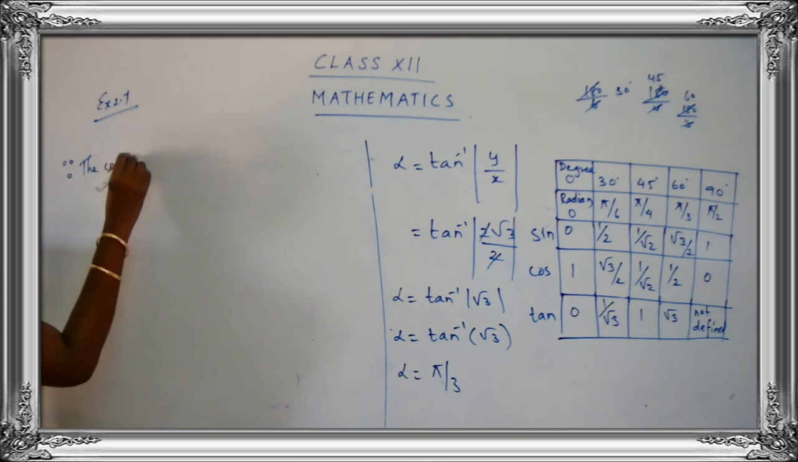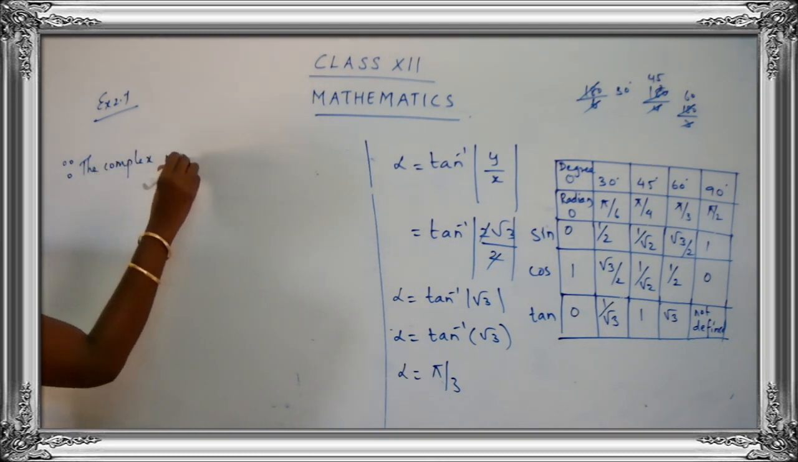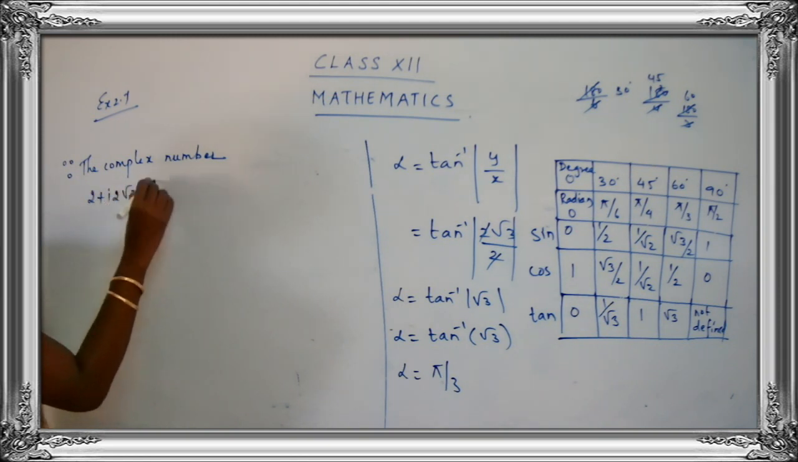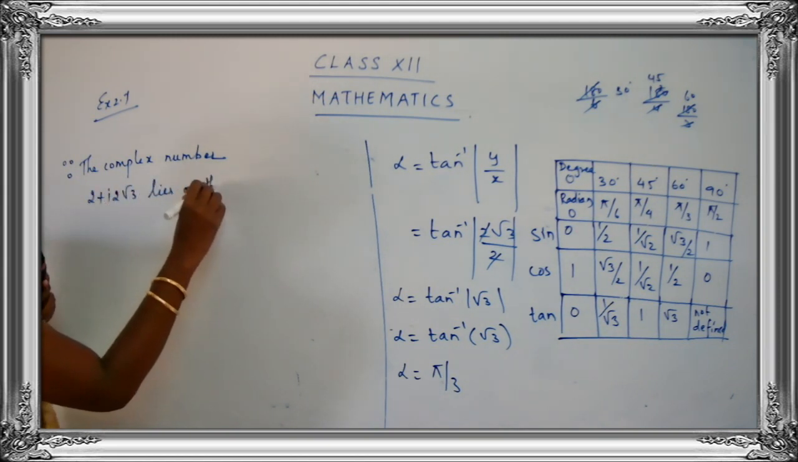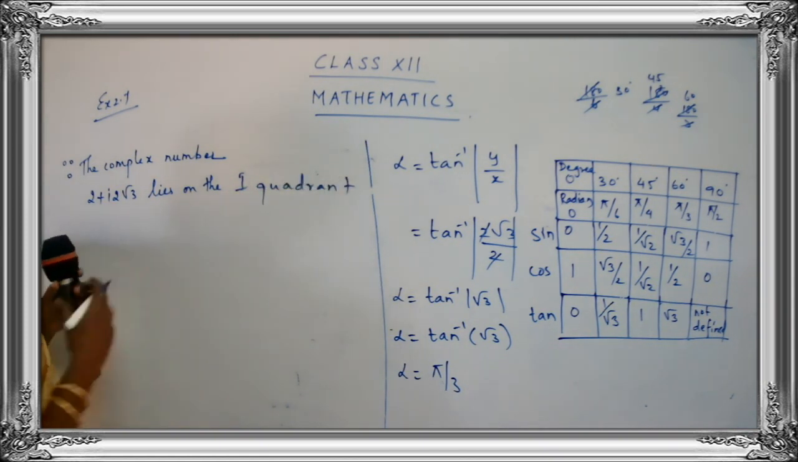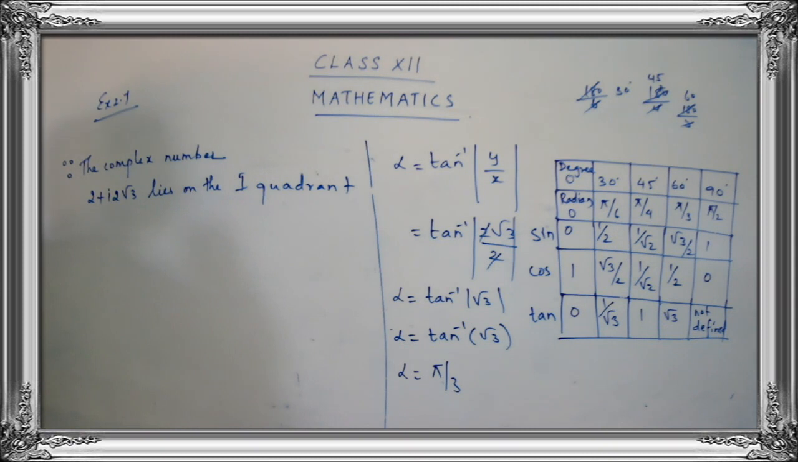Since the complex number 2 plus i 2 root 3 lies on the first quadrant, because I have told you the quadrant is very, very important. We have to choose a proper quadrant. If you make a mistake in choosing the quadrant, everything goes wrong. So we have found that it is lying on the first quadrant. How do you check that it is lying on the first quadrant? You have to just focus on the sign of the real part and the sign of the imaginary part.